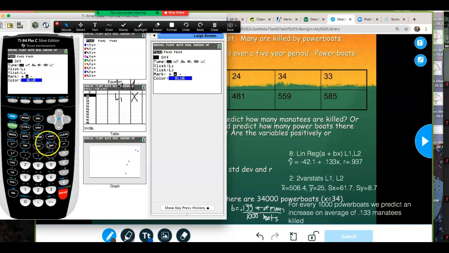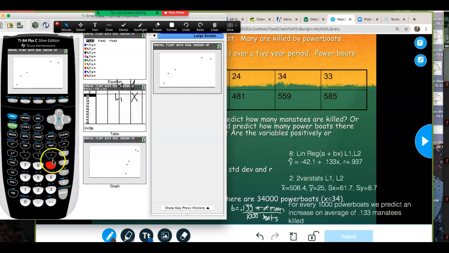So my plot is on. I'm in the plot screen, and then I press zoom number 9. Number 9 is zoom into your statistic. There we go. All right.